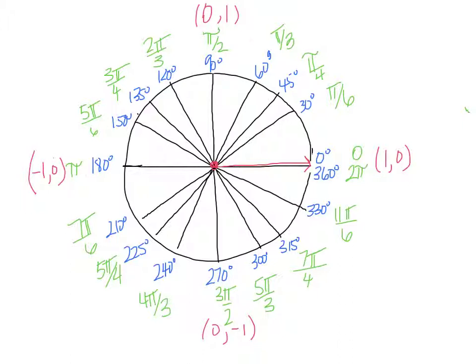Then go on to the 45-degree angle. Do you guys remember the coordinates for your 45 degrees? I'll give you a hint. The x and the y were the same. You're close. No. Square root 2 over 2. 45 degrees was square root 2 over 2, square root 2 over 2.